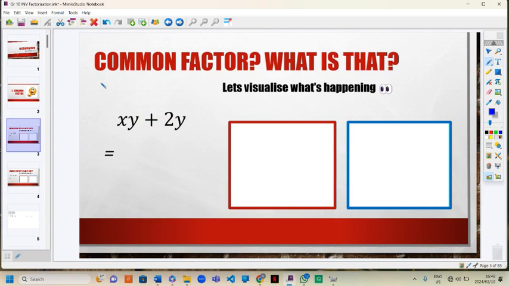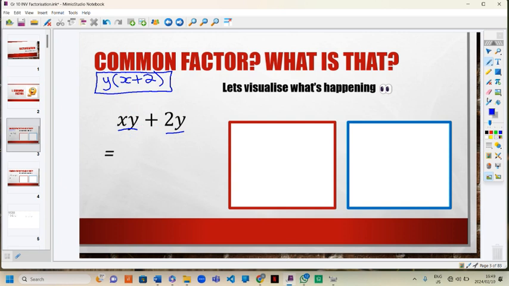If you have something like y times (x plus 2), and I tell you to multiply this out: y times x gives you yx, and y times 2 gives you 2y. Factorizing, or taking out a common factor, is basically just going from this stage back to this stage. It's simplifying in reverse.